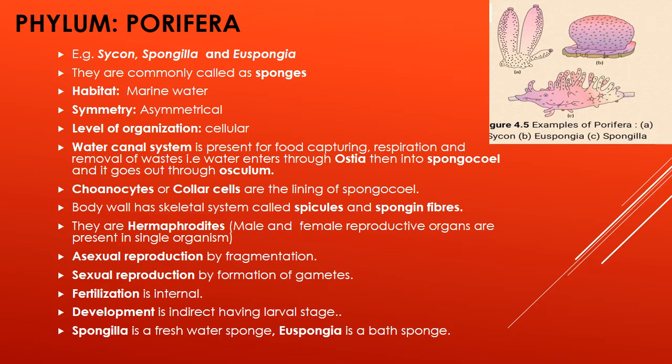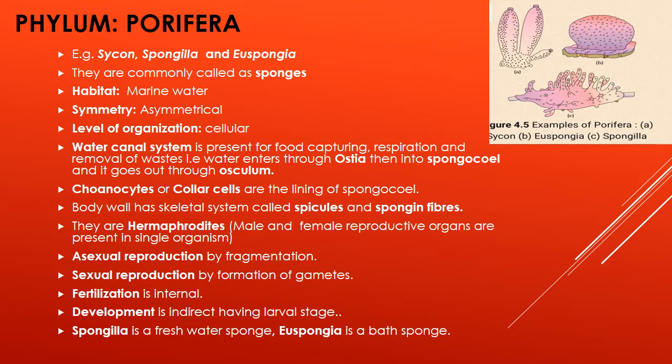Habitat, symmetry, level of organization, fine. Water canal system is very important. The water canal system contains three components: ostia, through which the water enters into the body; spongocoel is the central cavity; osculum, it is the pore where the water goes out of the body. Choanocytes, also called collar cells, mainly help in the digestion process, they are the lining of the spongocoel. They have spicules. Spicules are nothing but a kind of skeletal system of the sponges, and it is also called spongin fibers.